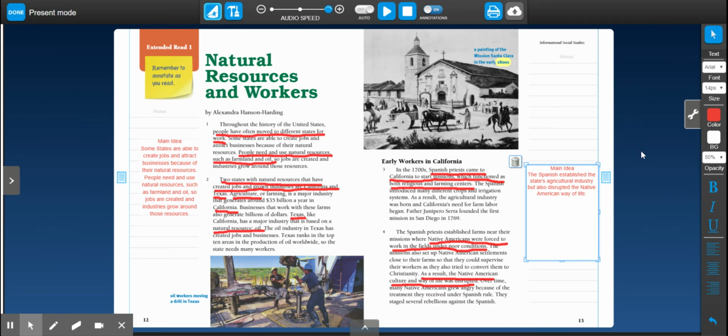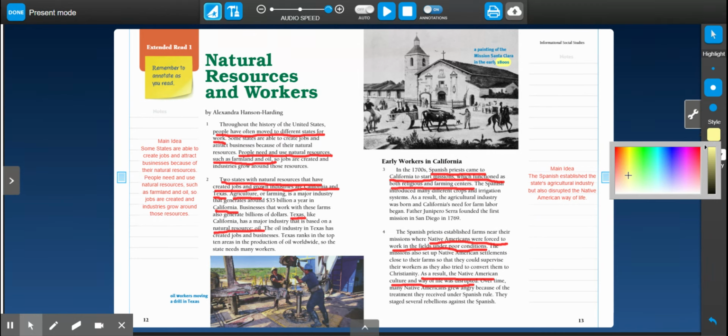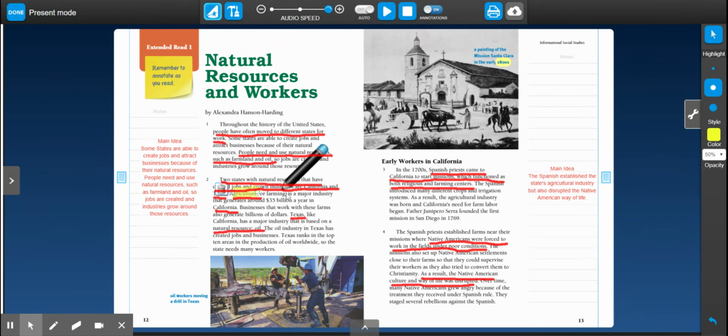Before we move on to the next page, what I want us to do is think about some words that we can look at later. Some words that I'm noticing right now are the word agriculture, as well as the word missions. That's something that I am going to go back to later.